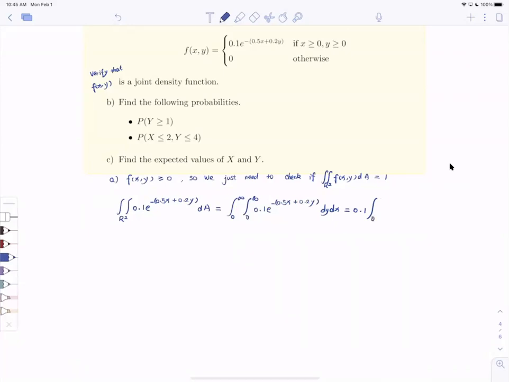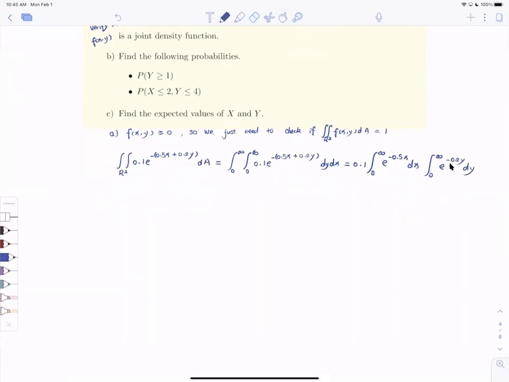So this will give you the integral from 0 to infinity of e to the negative 0.5x dx, and then the integral from 0 to infinity of e to the negative 0.2y dy. Okay, now you see that we have upper bound being infinity, which means you cannot compute it directly. So you need to do the limits. So you can write this as 0.1 times the limit as t goes to infinity of the integral from 0 to t of e to the negative 0.5x dx, and the limit as t goes to infinity of the integral from 0 to t of e to the negative 0.2y dy. Okay, and just compute this. I'll do the first limits completely, and the rest I'll just give you the final result.